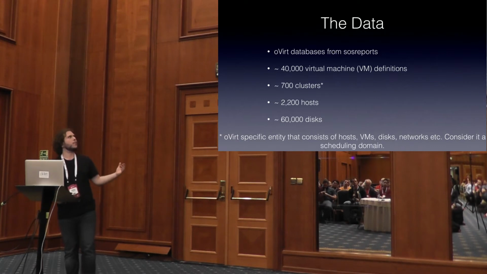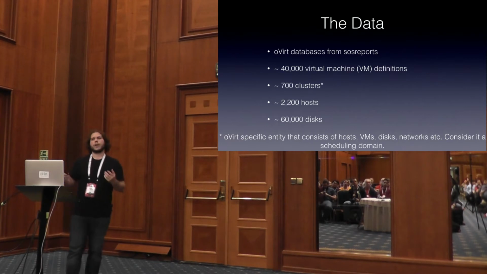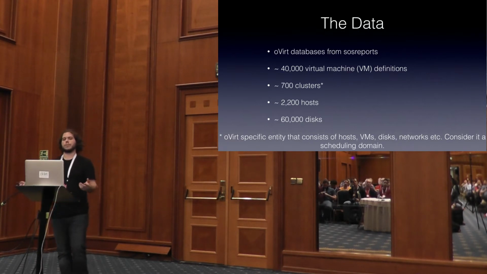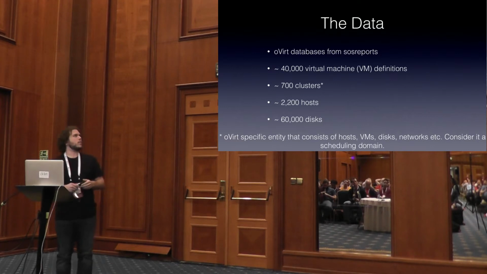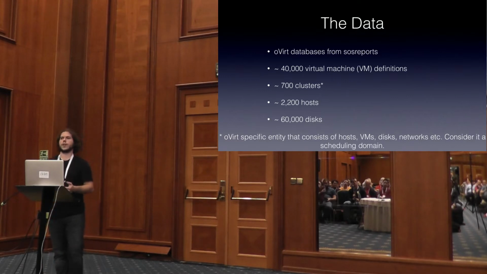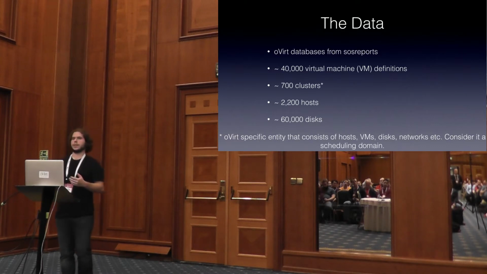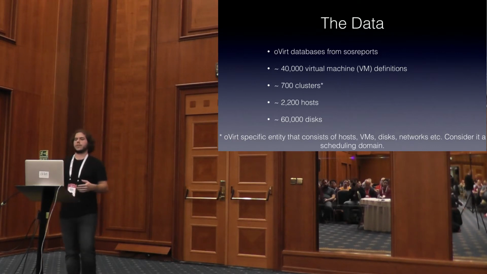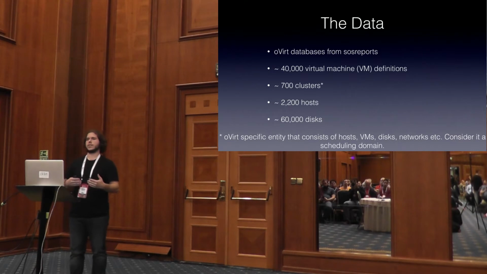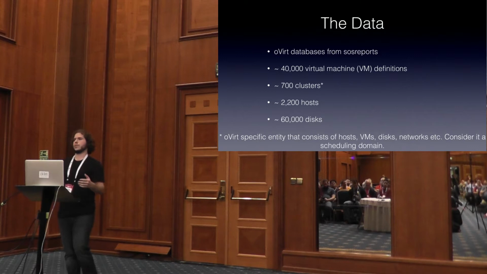So you can see there's like 40K VM definitions, 700 clusters, over 2,000 hosts. By the way, I'll be using host instead of hypervisor, but I mean the same thing. And around 60K disks. Before we go on, I've used the term cluster that probably deserves some kind of definition because it's a kind of foreign concept to KVM. So let's consider a cluster as some kind of migration domain and scheduling domain. So it's VMs, the hosts they run on, their disks, networks, everything together.